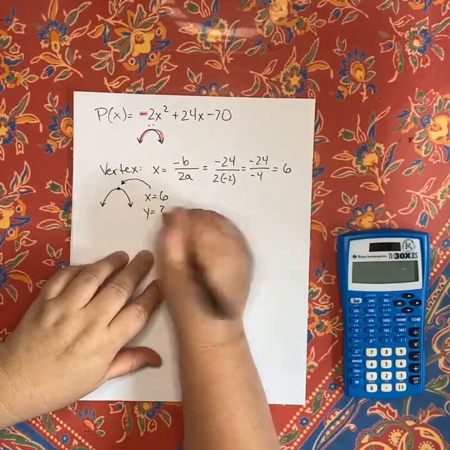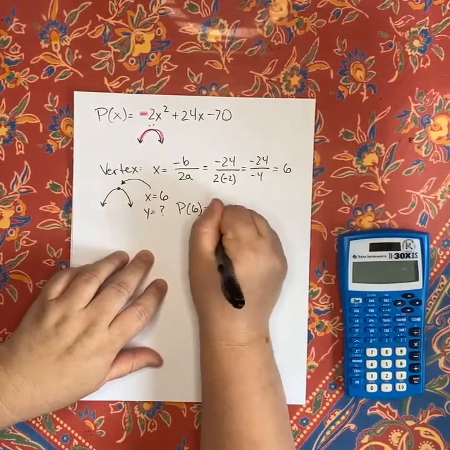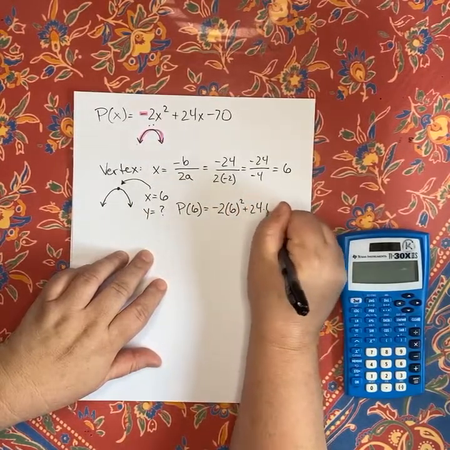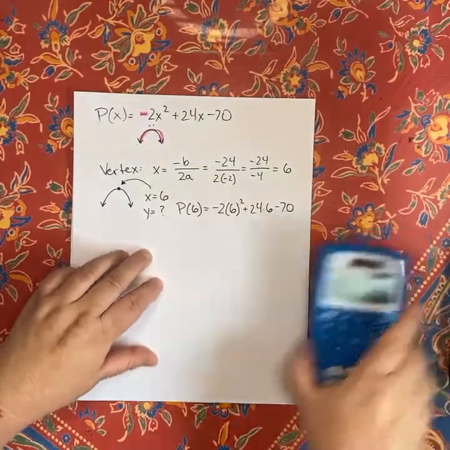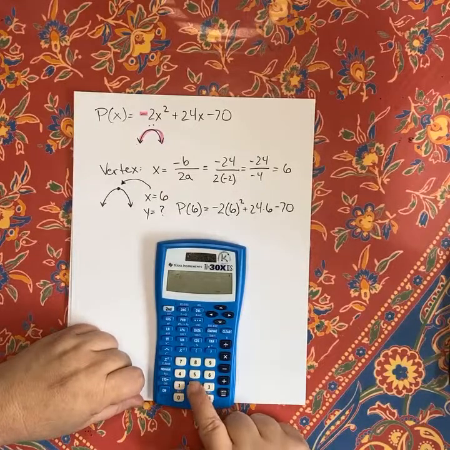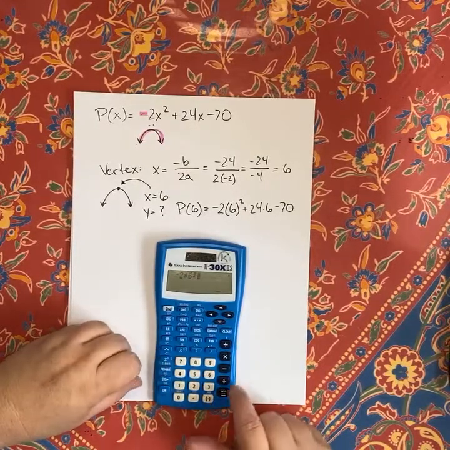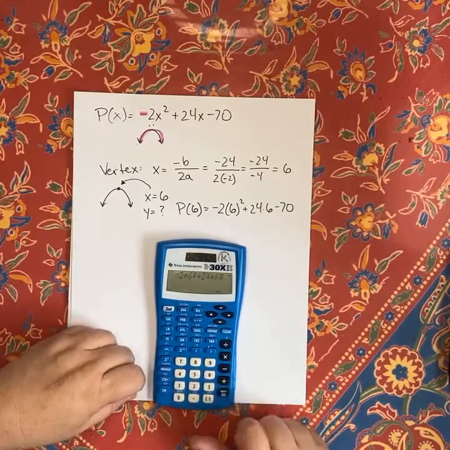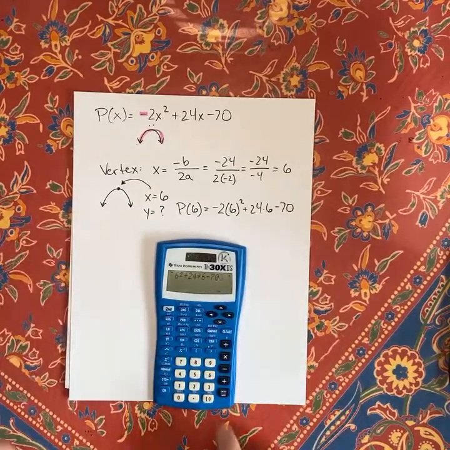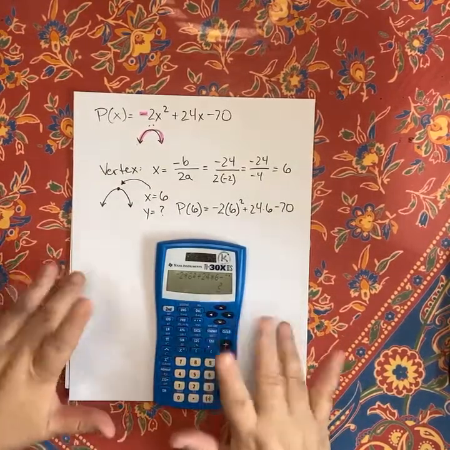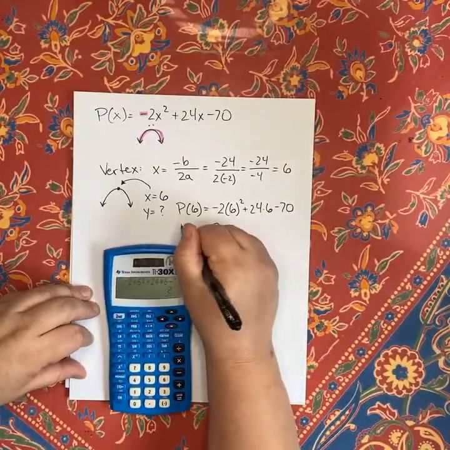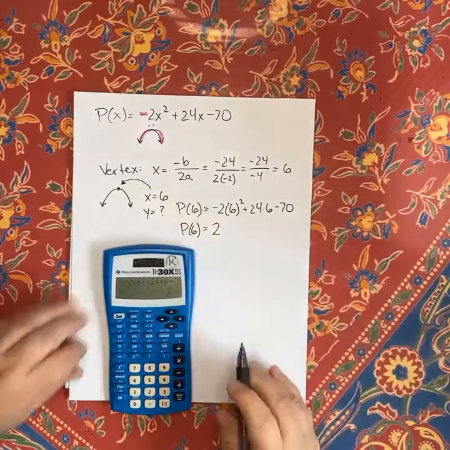So plug in 6, I get negative 2 times 6 squared plus 24 times 6 minus 70. Most calculators will let you just go ahead and type it all in. Let's see if it worked, because I know what the answer is. Woo, that worked. And then everyone looks at me like, are you kidding? The profit is 2. And here's the thing.